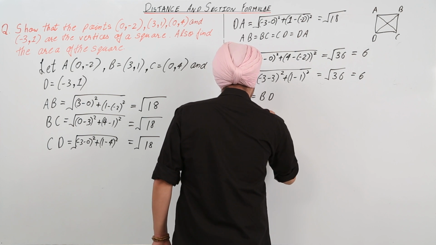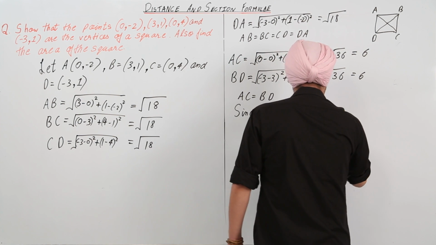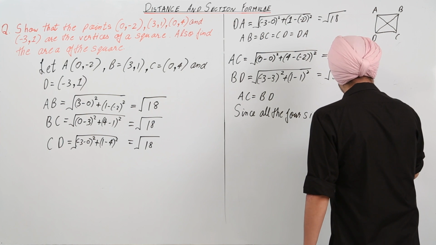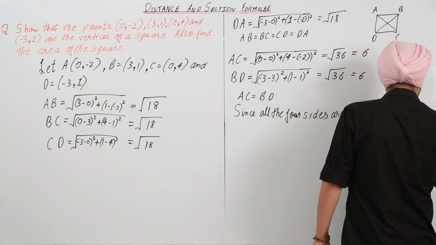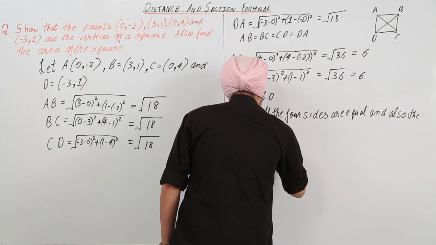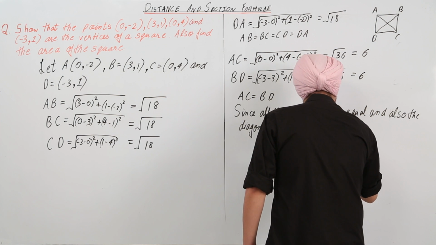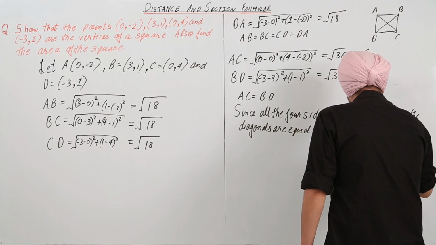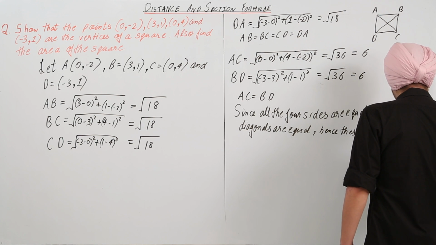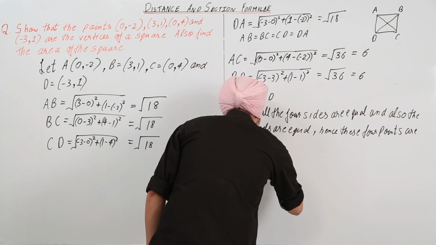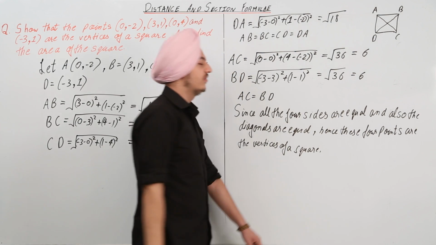So now I'll just write down the statement. Since all the 4 sides are equal and also the diagonals are equal, hence these 4 points are the vertices of a square. Now we've proven that it is a square.